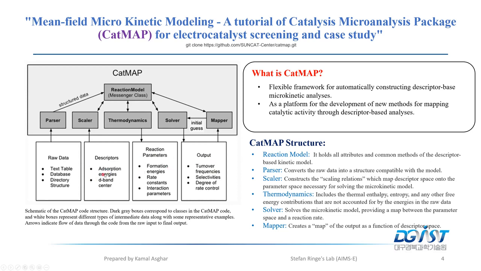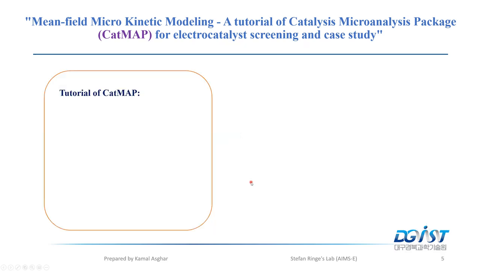And what are your descriptors? For example, in this case, they use adsorption energy and d-band center as descriptors, and they get turnover frequency, selectivity, degree of rate control. So you should focus on these outputs. What parameters will you actually get after using the Catalysis Microanalysis Package? Just pause the video and read these definitions, then you will get some idea. Now I will start the hands-on tutorial of the Catalysis Microanalysis Package.